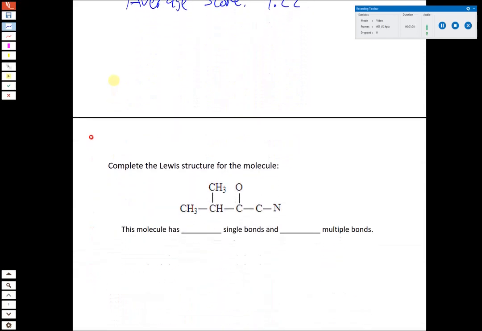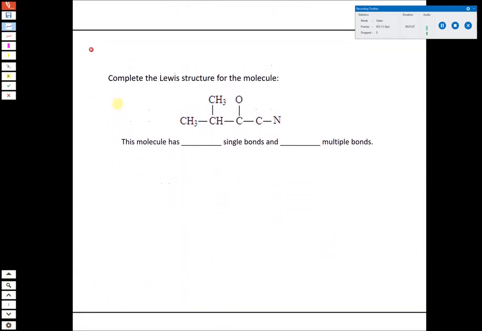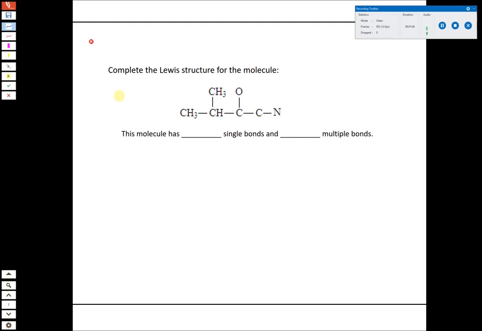First couple are requests from students, and one of the requests was to complete the Lewis structure for this molecule. Now, I went through this a little bit in the exam review, but we didn't see this in class, so it's understandable that there's still a little bit of confusion on this. So we're going to complete this Lewis structure, and then we have to figure out how many single and double bonds it has.